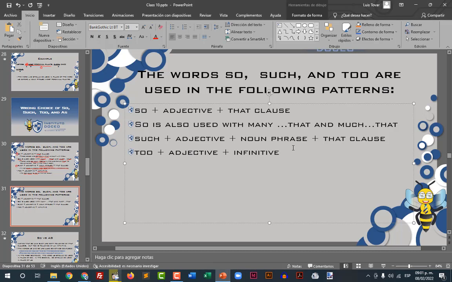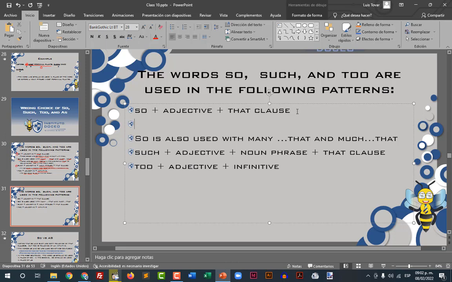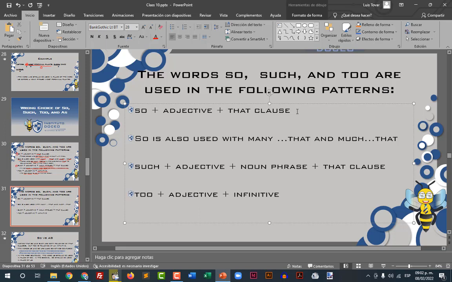Okay, this is what you have to learn. These are the four structures that you must memorize. Here we have four different options: two with the word so, one with such, and one with too. So plus adjective plus a that clause. So plus many, and a that clause, or so plus much, and a that clause.